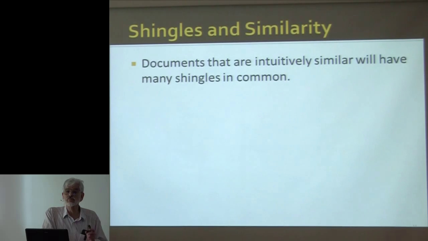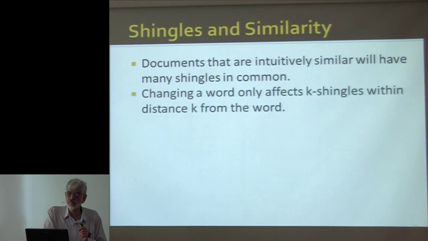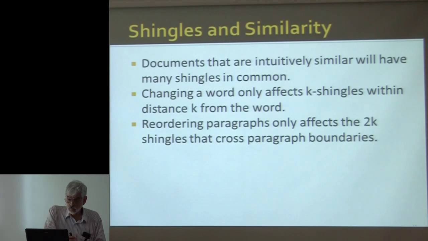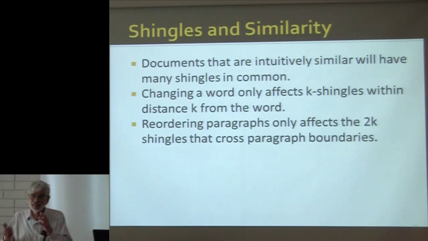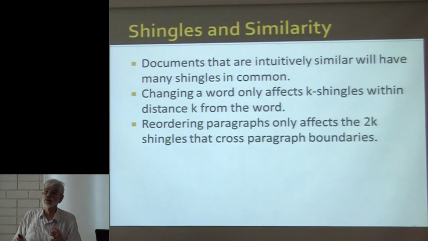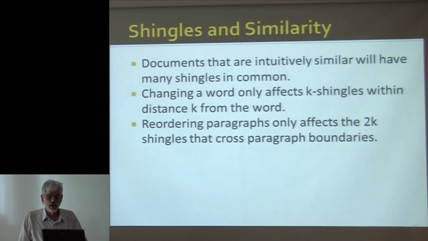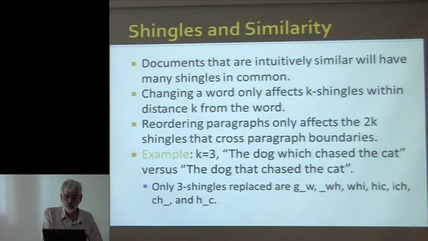Now I claim that if documents are intuitively similar, and by this I mean textually similar, not about the same topic but using completely different words, but textually similar, they will have many shingles in common. In particular, if you change a word and you're using k-shingles, you can't affect any shingle in the set that is more than k away from the beginning or end of the word. As another example, if I'm a plagiarist and I want to make it look not so similar and I move one paragraph, I'm only affecting the 2 k-shingles at the paragraph boundaries. So here's an example.